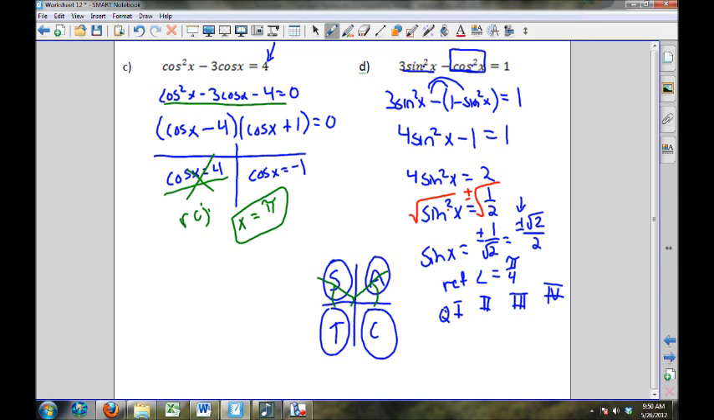Here's my reference angle in each of these quadrants. In quadrant 1, just pi over 4. In quadrant 2, I'm pi minus pi over 4, which is 3 pi over 4. In quadrant 3, I'm pi plus pi over 4, which is 5 pi over 4. And in quadrant 4, I'm 2 pi minus pi over 4, which would be 7 pi over 4. So x has to be one of these 4 solutions.